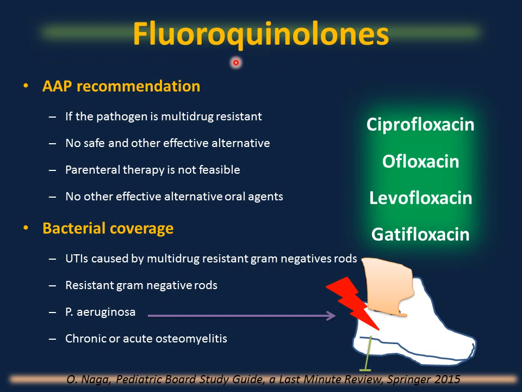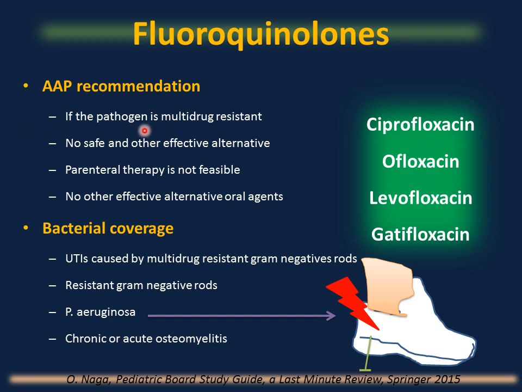Fluoroquinolones are very strong antibiotics. They prevent the bacterial DNA from unwinding and duplicating, so they prevent the division of the bacteria and kill them. Examples of fluoroquinolones: ciprofloxacin, ofloxacin, levofloxacin, gatifloxacin. The AAP recommends using Cipro in children if the pathogen is multi-drug resistant, so it is not usually your first choice. You have to use it when there is no other option.